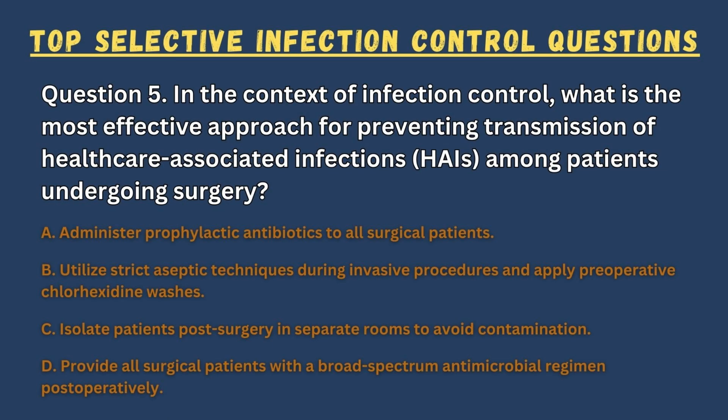Question 5. In the context of infection control, what is the most effective approach for preventing transmission of healthcare-associated infections, HAIs, among patients undergoing surgery? A. Administer prophylactic antibiotics to all surgical patients. B. Utilize strict aseptic techniques during invasive procedures and apply preoperative chlorhexidine washes.